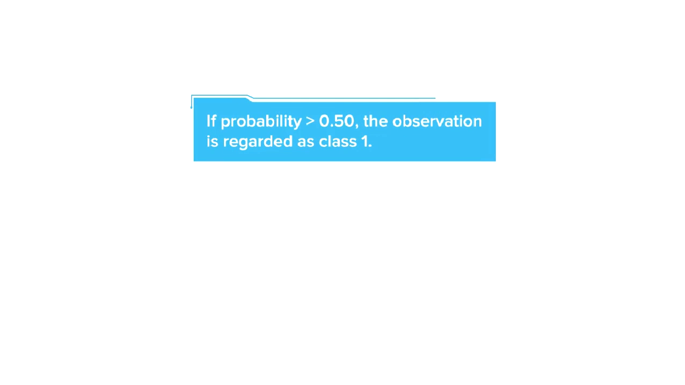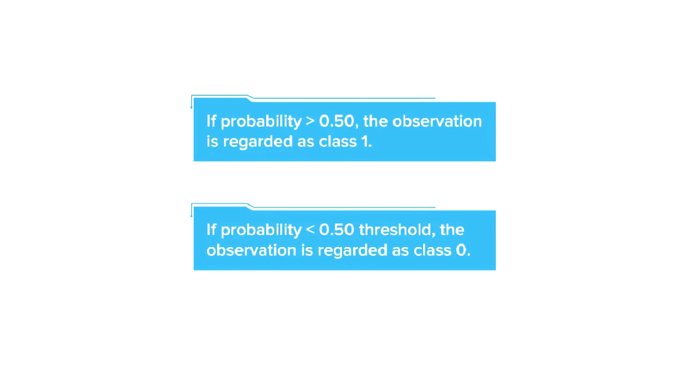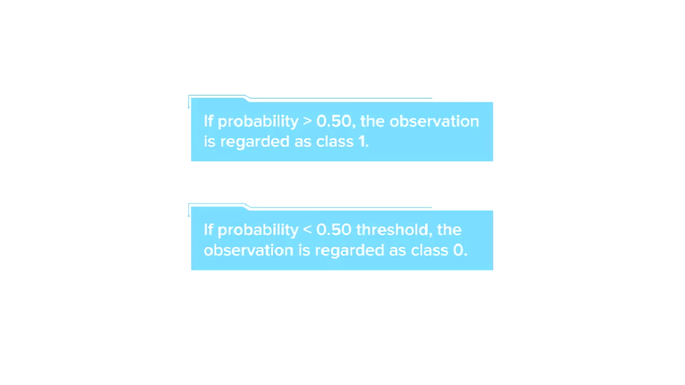Now, if a probability of any observation is above the value of threshold, it is regarded as class 1, and if the probability is below the 0.50 threshold, then we will label it as class 0. Logistic regression in sklearn uses 0.5 as its probability threshold. But we can also choose to use some different probability threshold as per our requirements.